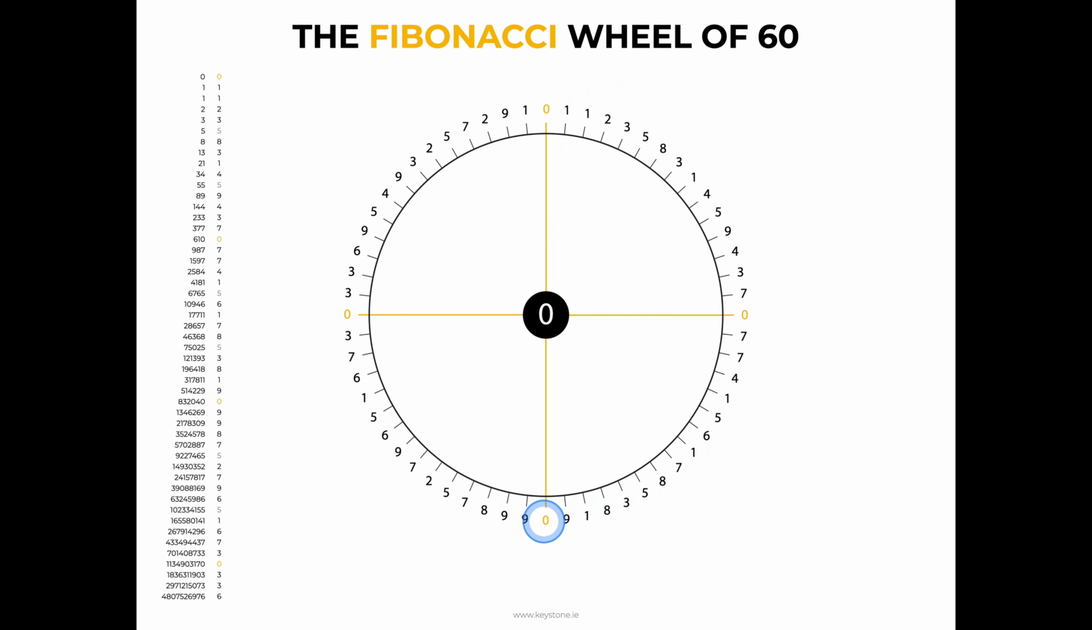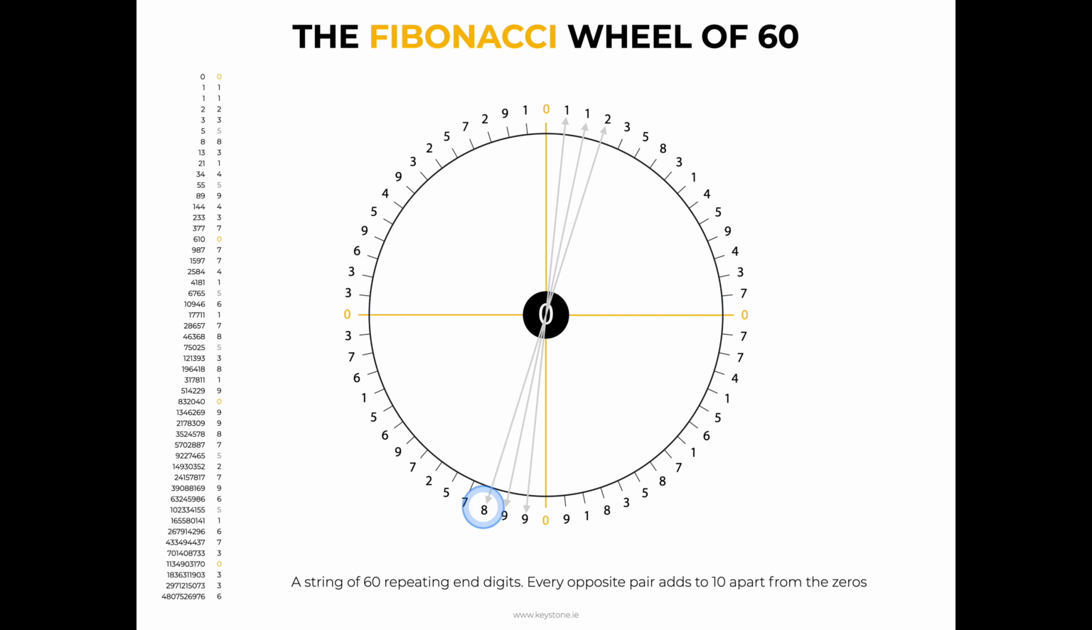And what we find is, in the cardinal points, we get 0. The 4 cardinal points. And we also, at the 30-degree angles, get the number 5. So if you like the 5-minute mark on a clock. So here we have 5, 5, 0, 5, 5, 0. So here we have a string of 60 repeating end digits. And with the exception of the zeros, every opposite pair adds to 10. So 9 plus 1 is 10. 1 plus 9 is 10. 2 plus 8 is 10, which obviously reduces down to 1. And all the way around the wheel we find this pattern.